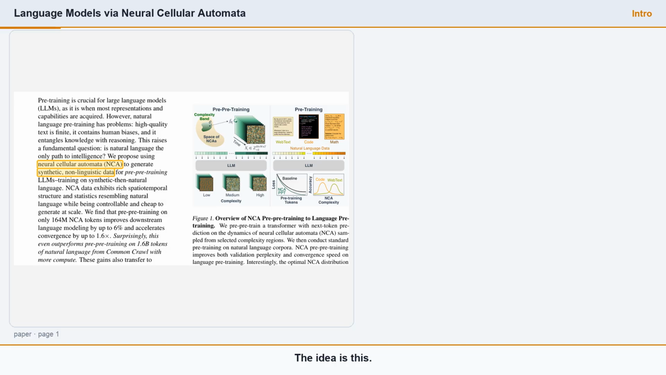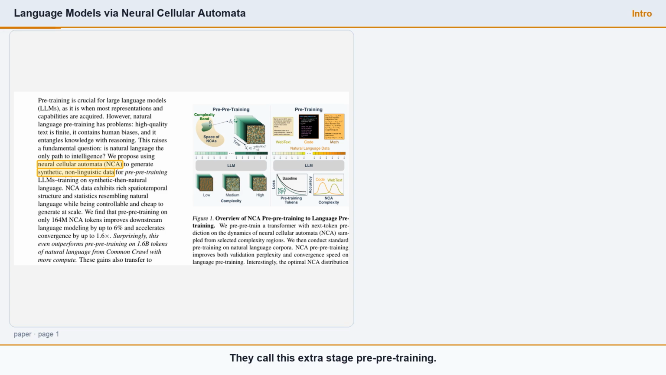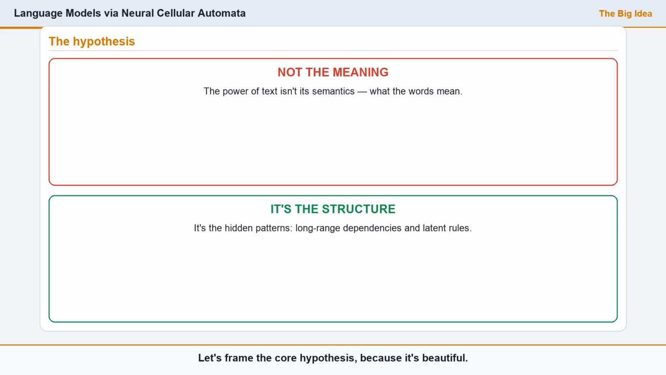The idea is this. Before showing the model any language, you warm it up on synthetic data generated by neural cellular automata, little cellular grids with their own rules. They call this extra stage pre-pre-training. And astonishingly, a model warmed up on these abstract grids learns language faster and better than one warmed up on real text. Let's frame the core hypothesis because it's beautiful.